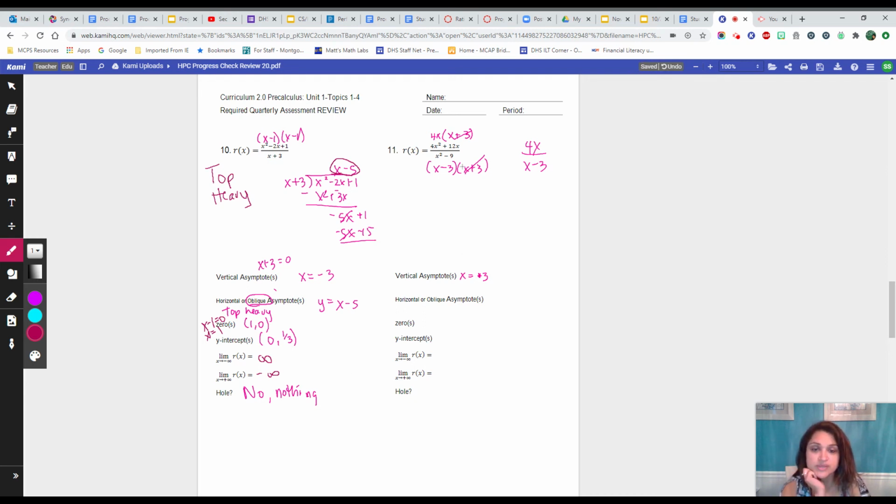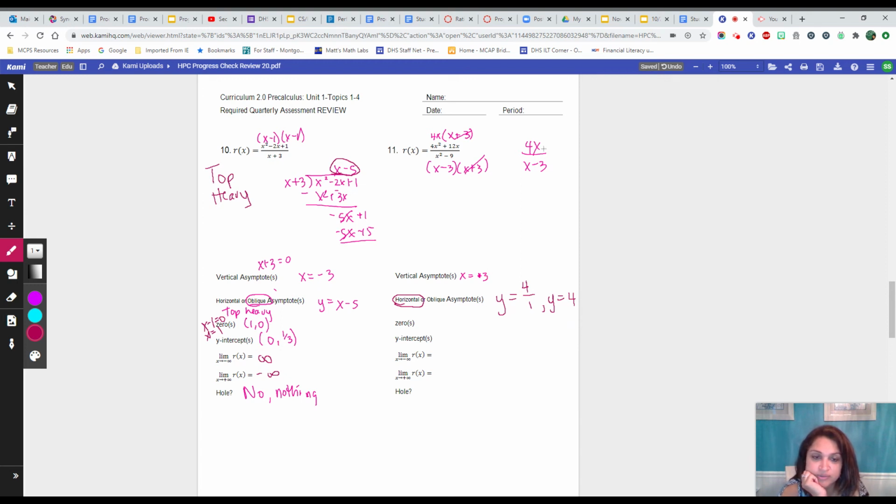All right, so if we do this one, you factor it, and you can see that the x plus 3's cancel out. It is the same degree on the top and the bottom, so it is going to have a horizontal asymptote, not an oblique asymptote. So my horizontal asymptote is y equals, and since it's the same degree, I'm going to take the coefficients. So it's 4 in the numerator and 1 in the denominator. So y equals 4. That is my horizontal asymptote.